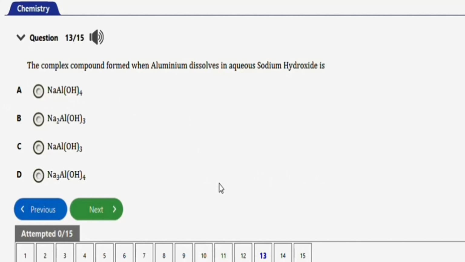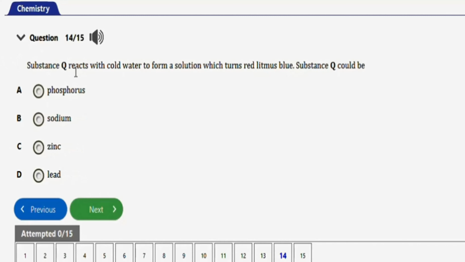Okay, so the next repeated question will be this one. It says substance Q reacts with cold water to form a solution which turns red litmus blue. Substance Q could be, so it has to be sodium. So when sodium reacts with water, we're going to have sodium hydroxide as output and hydrogen gas. Okay, so the right option is option B.